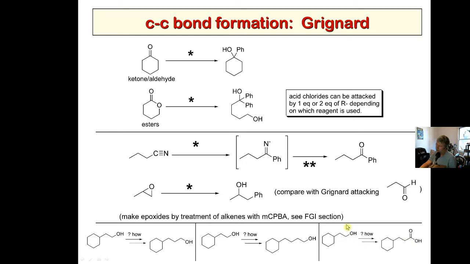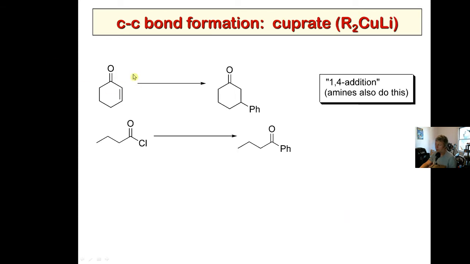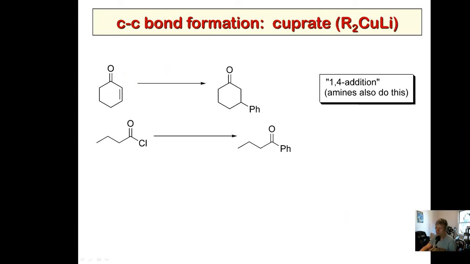So it would be: convert the alcohol to a bromide with PBr3, and then make a Grignard, and then attack, in this case, formaldehyde, to make a primary alcohol. And then the primary alcohol we could oxidize to the carboxylic acid with CrO3 acid. Okay, cool. Let's move my picture down.